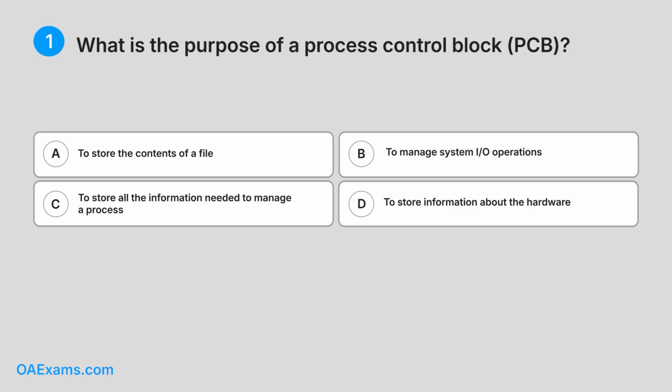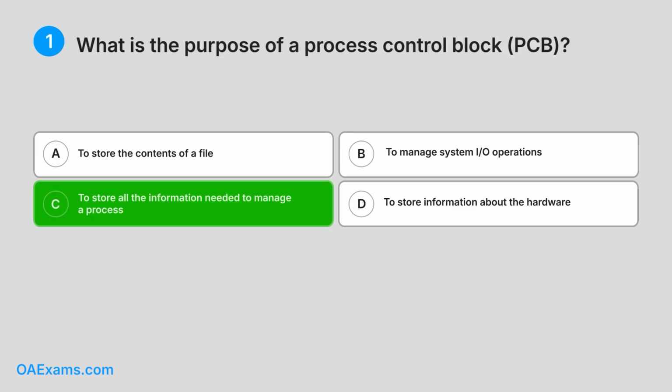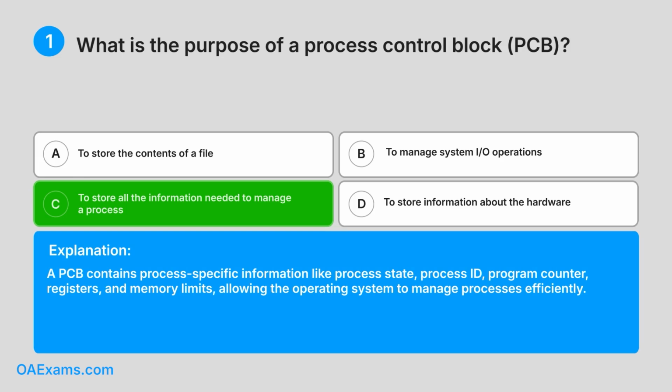Correct answer: C. To store all the information needed to manage a process. Explanation: a PCB contains process-specific information like process state, process ID, program counter, registers, and memory limits, allowing the operating system to manage processes efficiently.